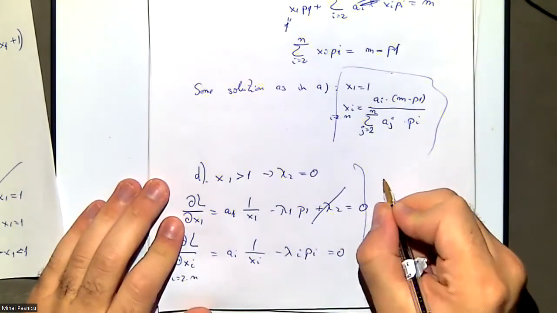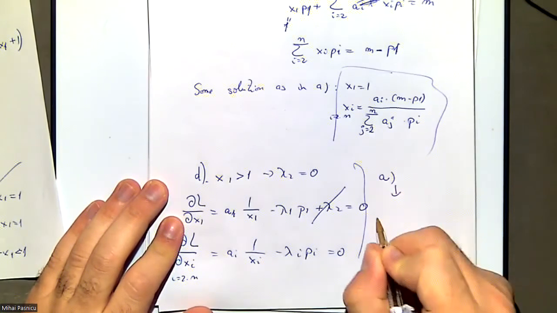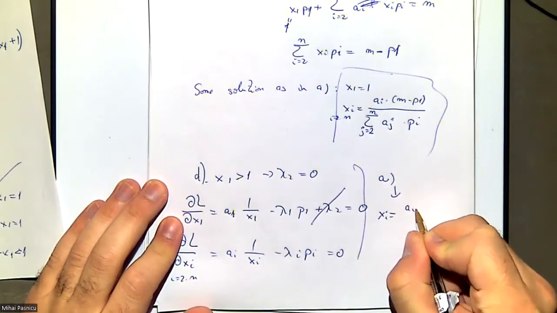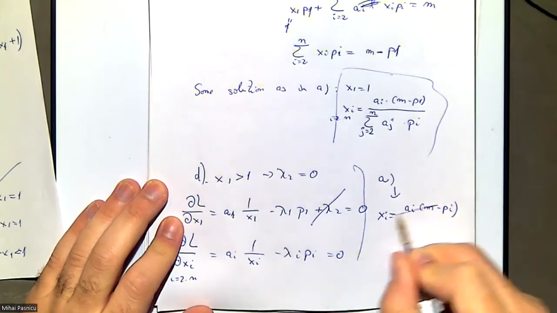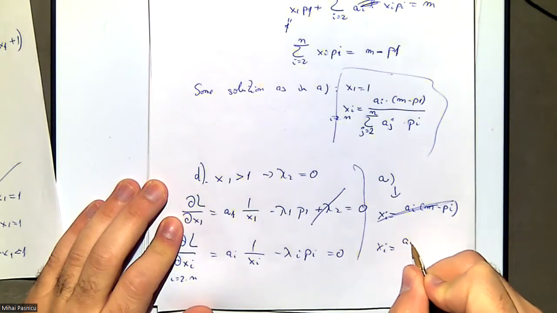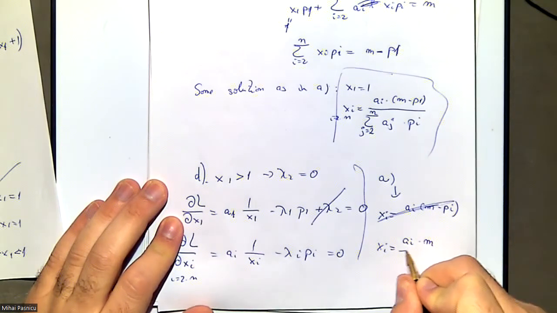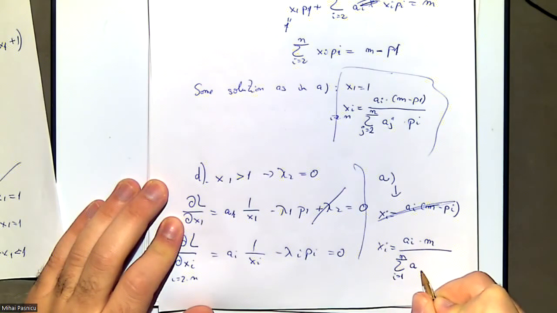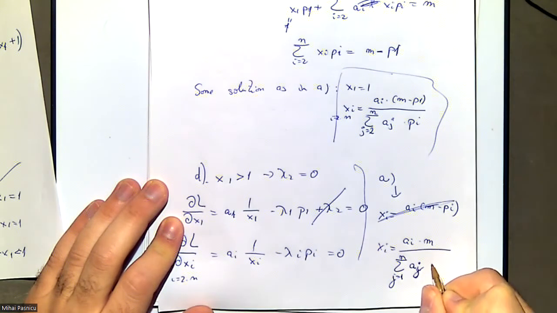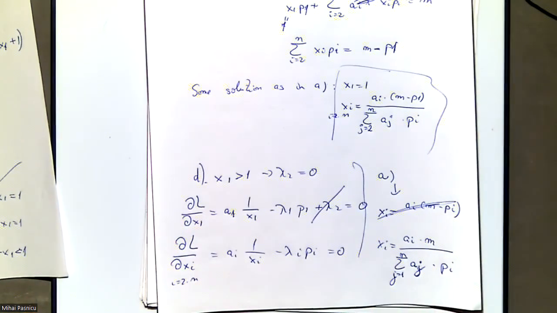So I can just write again. Point A gives me the solutions xi is equal to ai times m minus pi, sum i equals 1 to n, ai aj. I said I used aj, so let's keep it, times pi. Make sense? I have the same exact conditions. No need to solve it again. Okay, it's the same thing.